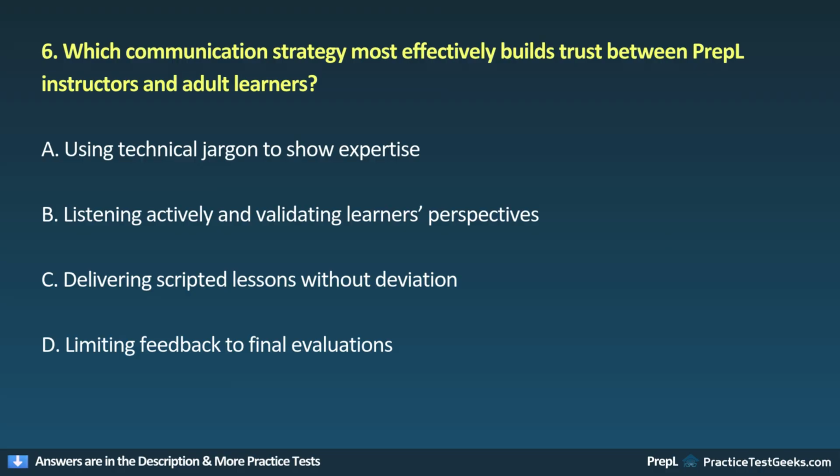6. Which communication strategy most effectively builds trust between PrepL instructors and adult learners? A. Using technical jargon to show expertise. B. Listening actively and validating learners' perspectives. C. Delivering scripted lessons without deviation. D. Limiting feedback to final evaluations.